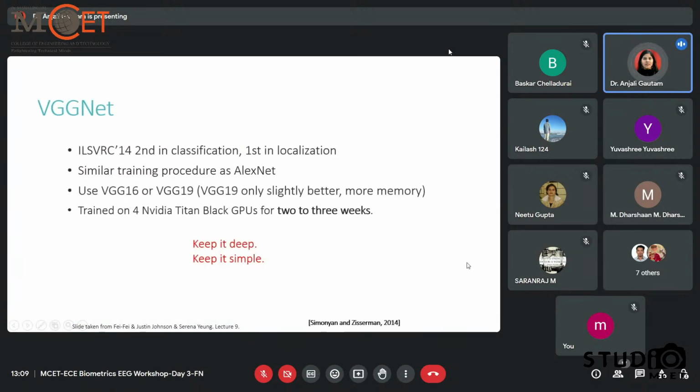They have done this because in that case the number of parameters is reduced, because if you are taking 7 cross 7, parameters will be more. You have to optimize more weights. So in this case, they were second in classification and first in localization. And the model was trained on 4 NVIDIA Titan Black GPUs for 2 to 3 weeks. So it means that in VGG we are getting better results as compared to AlexNet. So we can say keep it simple, and we will still get good results. So this is about VGGNet.